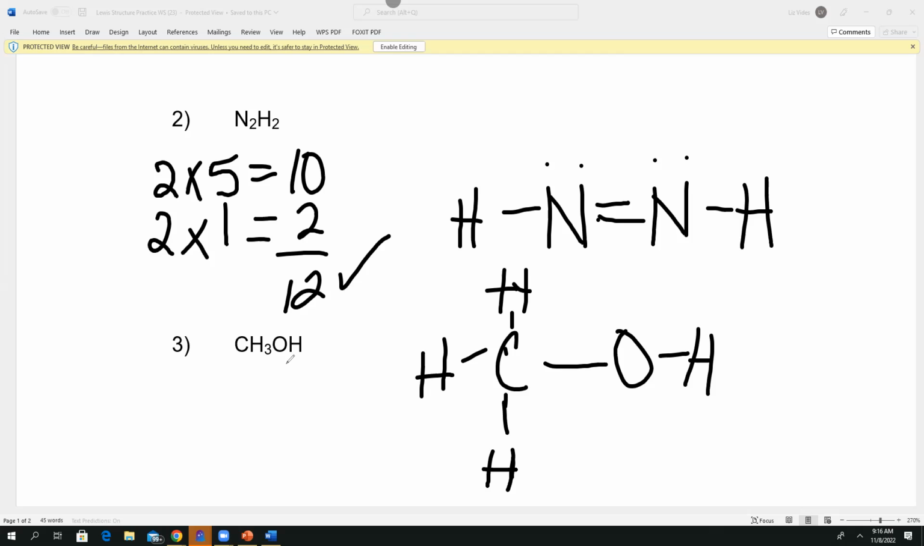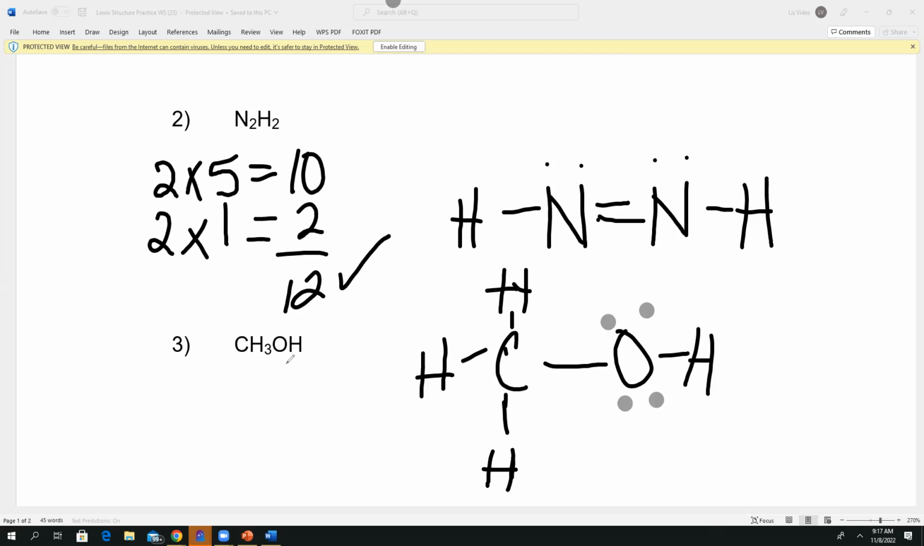All right, so we have 8 around carbon. We know that. We have only 4 around oxygen. Can oxygen have a double bond with hydrogen? No. Can oxygen have a double bond with carbon? No, because then carbon would have more than 8, and carbon is not an expanded octet. So the only thing to do is to make 2 more.